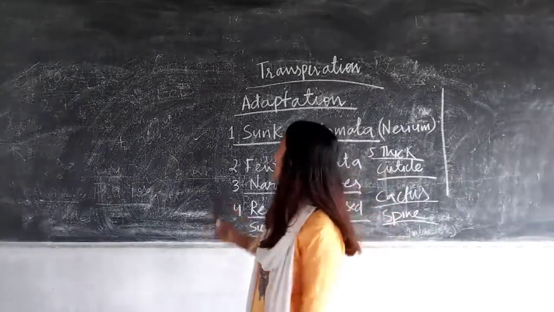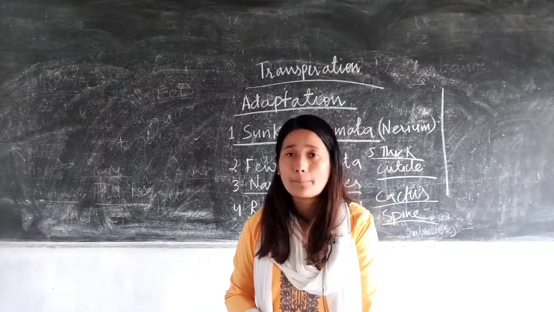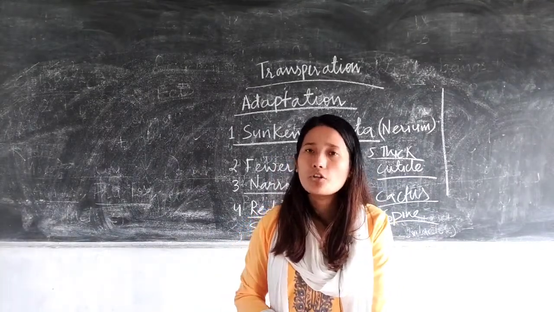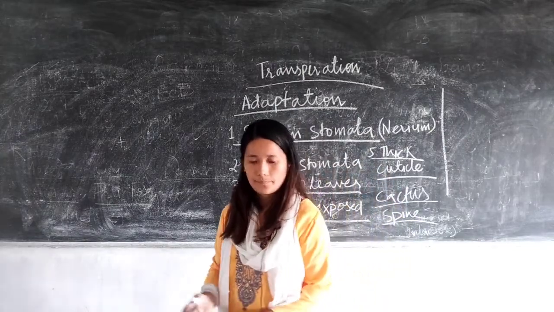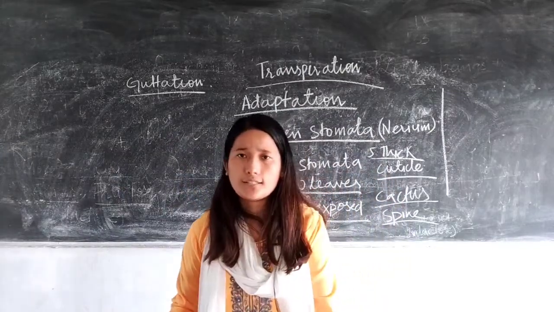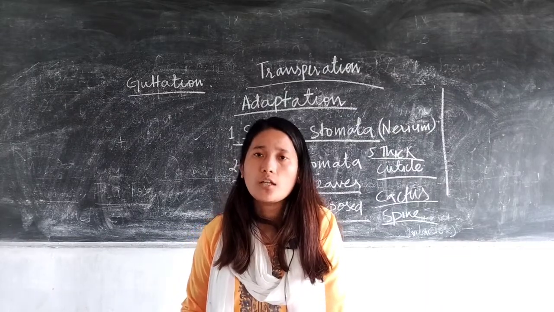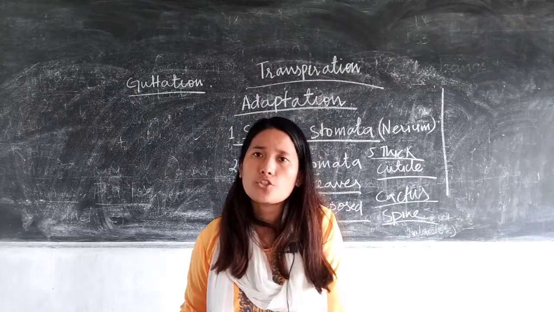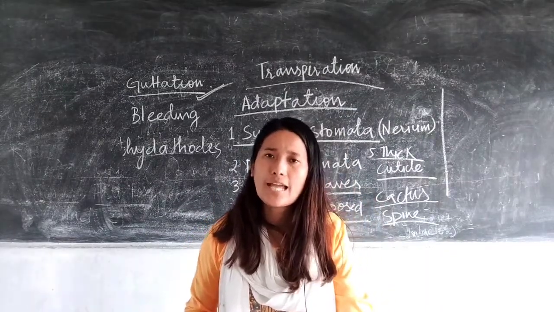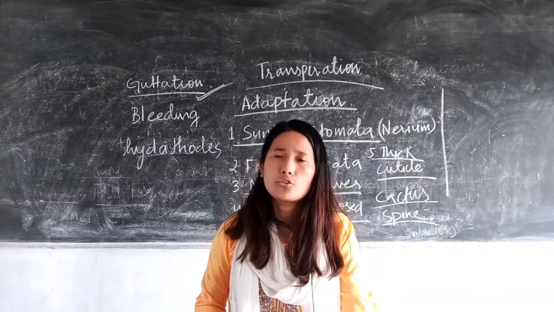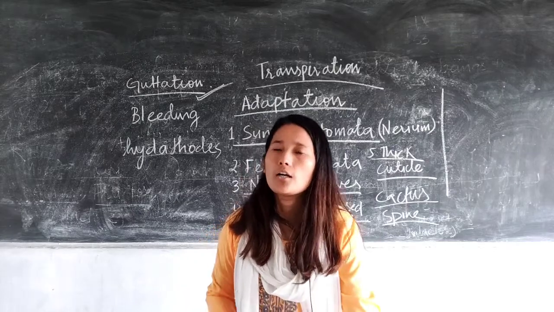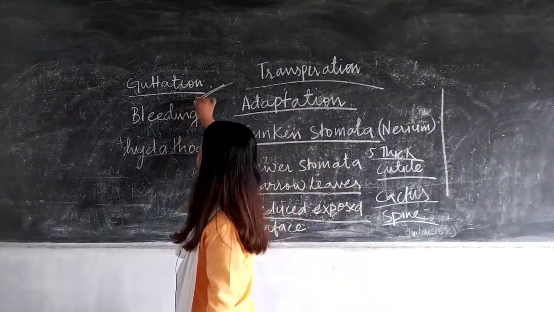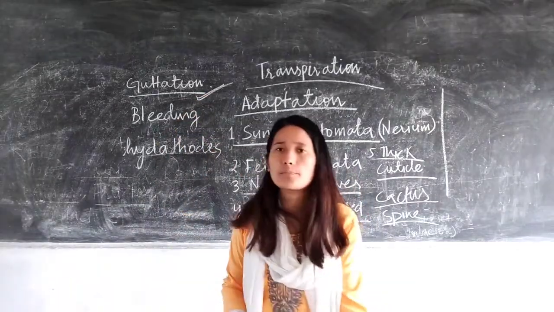So these are the different adaptations brought about by the plants in order to reduce the loss of water through transpiration. Other than through transpiration, there are other processes through which there is direct loss of water from the plants, which we will be discussing. Those two processes are guttation and bleeding. First let us discuss guttation.